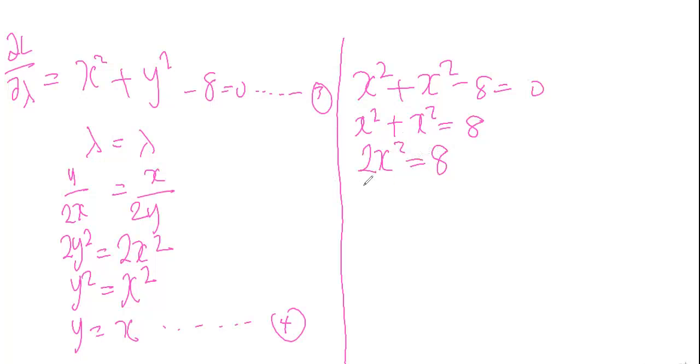So let's divide both sides by 2. When we do that, we have x squared equal to 4. And then when we take the square root of both sides, the square root of x squared will be x, and the square root of 4 will be 2. Our x is equal to 2.